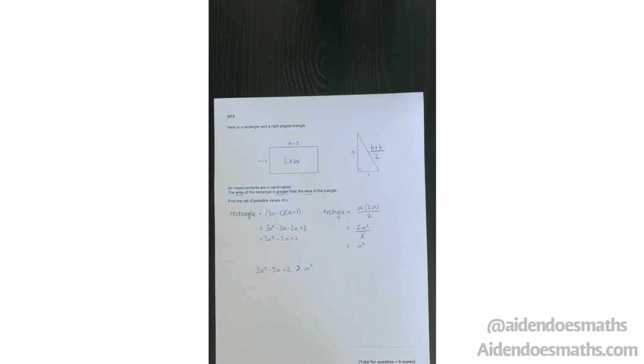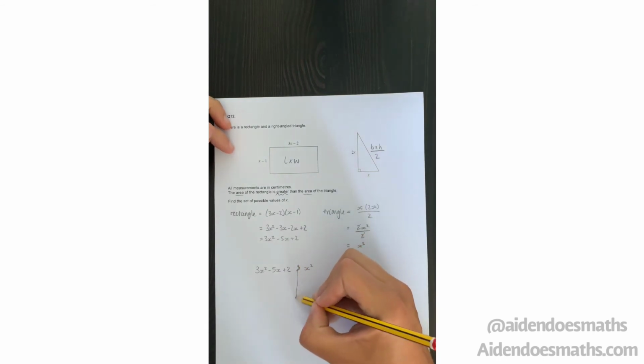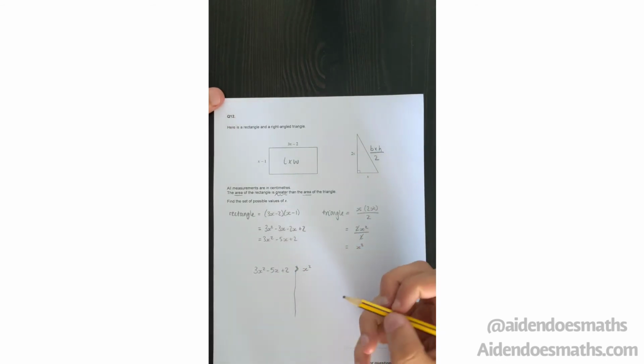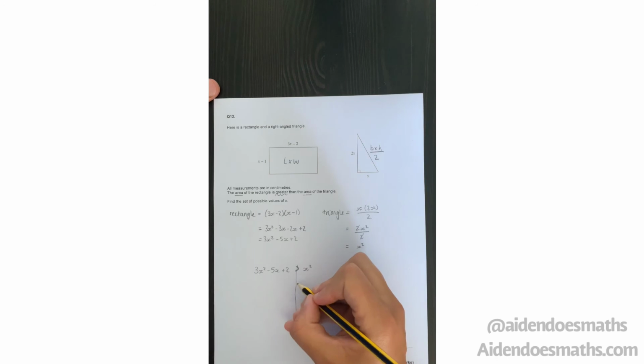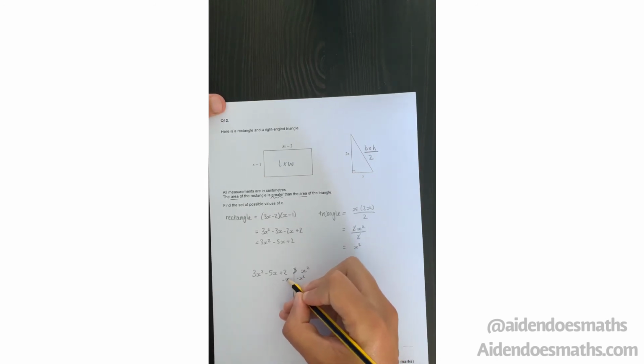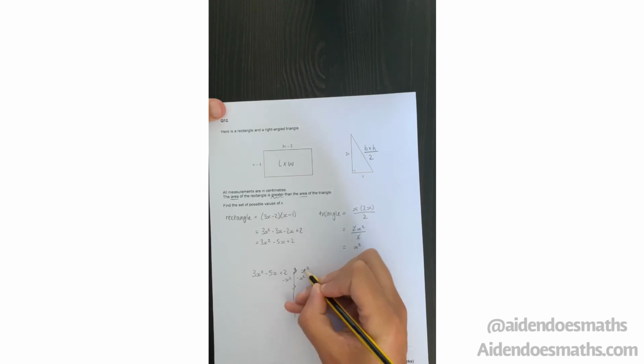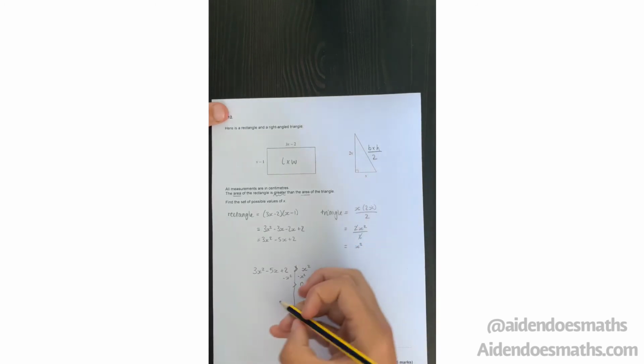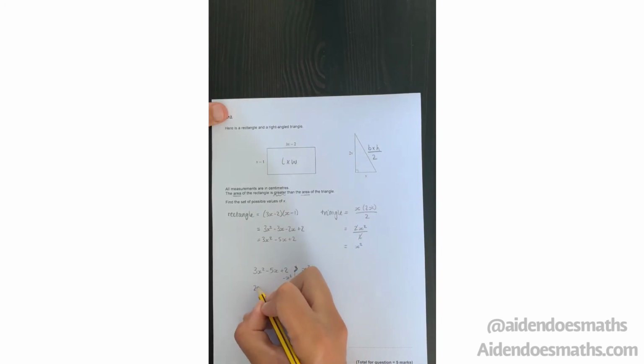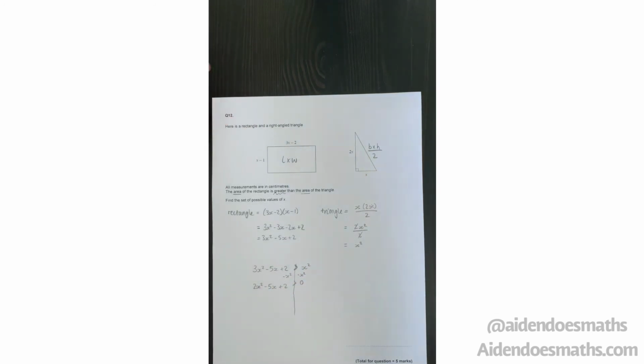Okay, this just comes into our final answer. But let's try and find out what we can do with this. So really we want to get the right hand side equal to 0. So if we subtract x squared from both sides, okay, that gives us 2x squared on this left hand side, minus 5x plus 2 is greater than 0. Okay, so what's our next step from here then? Well, we've got our quadratic equation, it's equal to 0 or greater than 0.